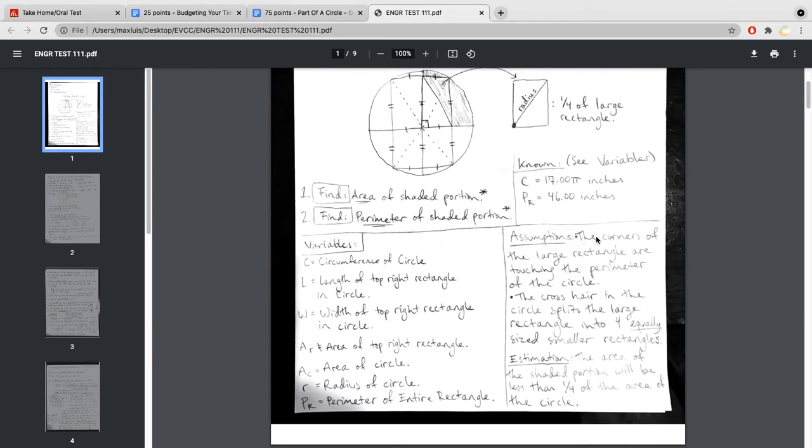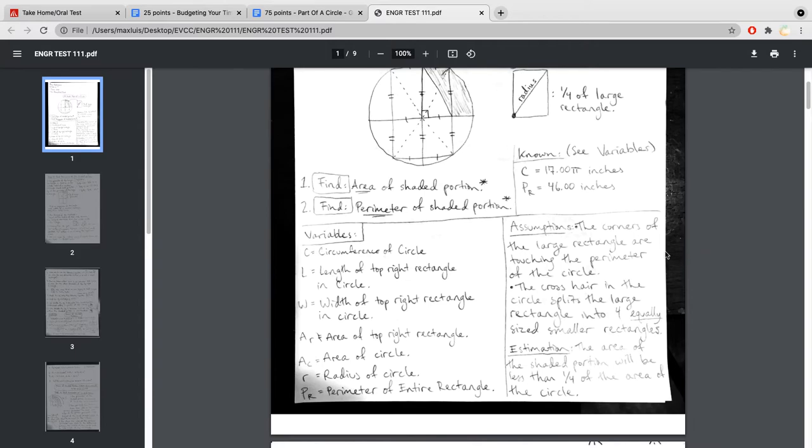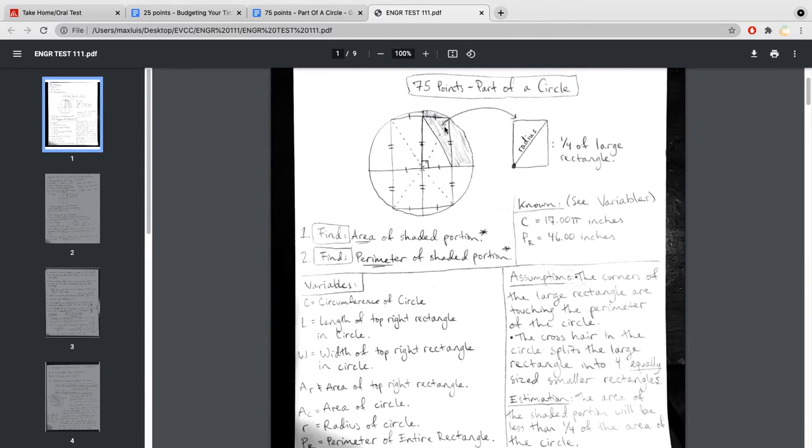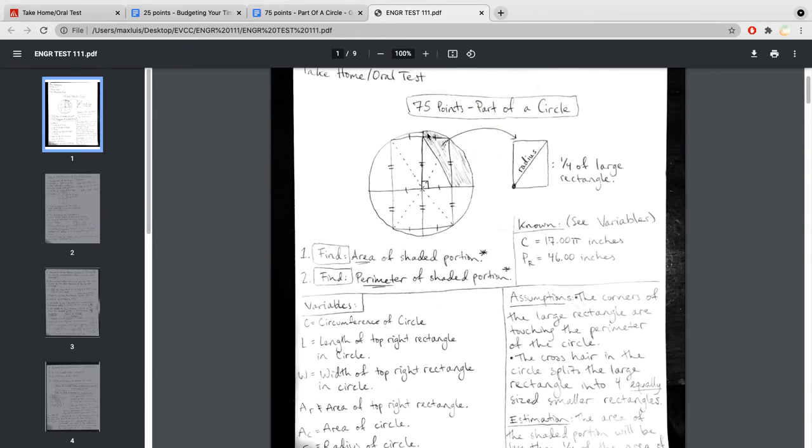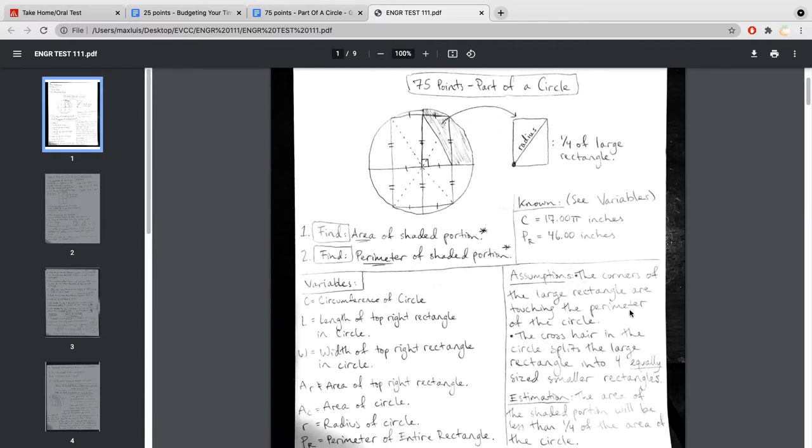Some assumptions I have are that the corners of the large rectangle are touching the perimeter of the circle. This is so we can assume that the diagonal from the center to the opposite corner of the rectangle is equal to the radius, because if this corner was not touching the perimeter, it would not be equal to the radius. Another assumption I'm making is that the crosshair in the circle, which is these 2 lines, splits the large rectangle into 4 equally sized smaller rectangles. So these are in fact rectangles, they are not another shape.